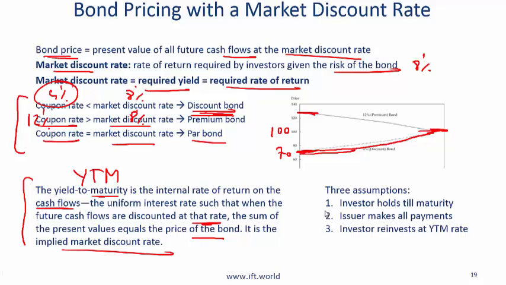When we talk about YTM, there are three assumptions being made. Number one, the investor will hold till maturity. Number two, the issuer will make all payments. In other words, there will be no default. And finally, the investor reinvests all the intermediate cash flow at the YTM rate. And again, this assumption at least is the IRR assumption.